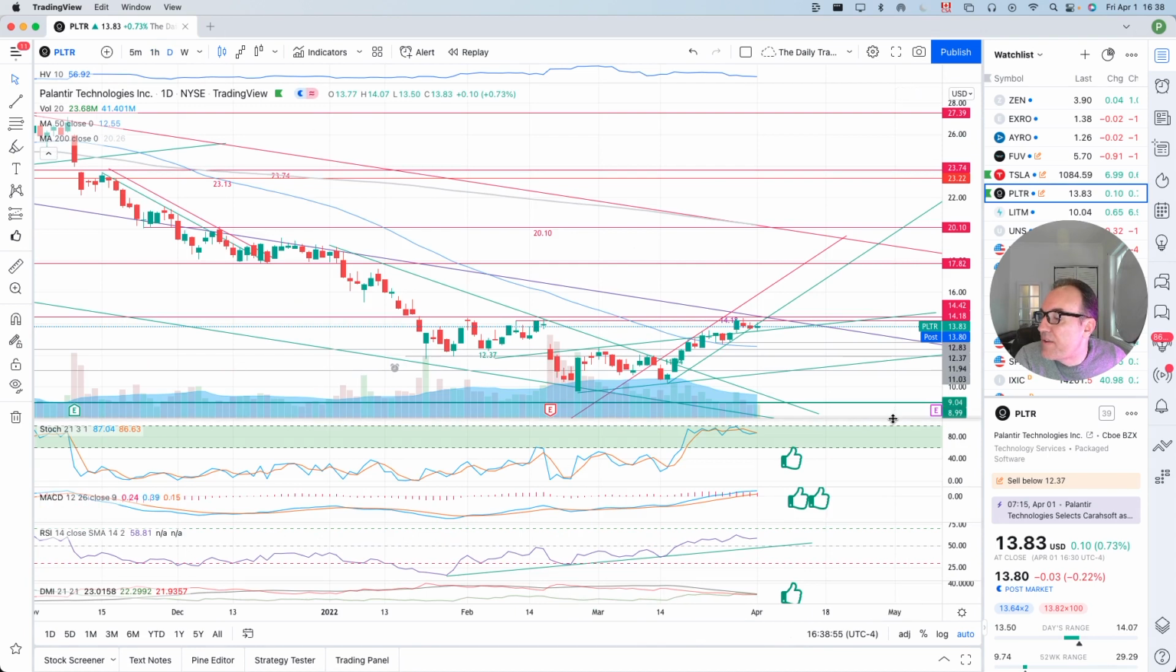Let's go see on the daily chart the indicators. So stochastic at 87, still super great. MACD great, RSI great, and DMI great. The stock has everything it needs to break it, to break all the resistance I've been talking about. It just needs to do it.